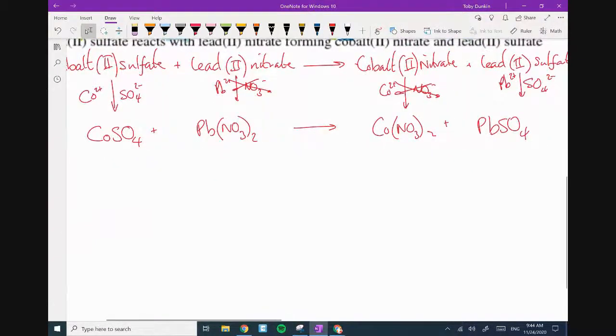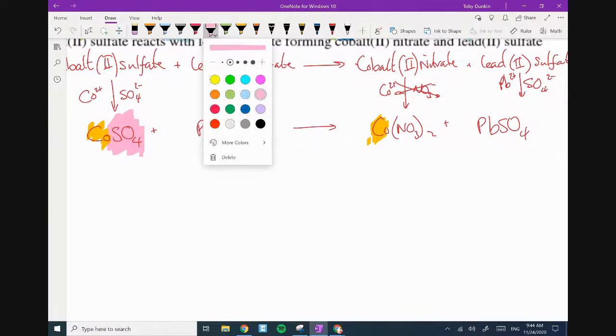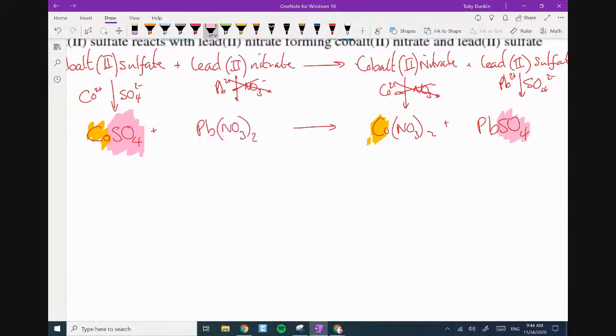Now we need to balance it. 1 cobalt, 1 cobalt. Next, 1 sulfate, treat it as an entire entity. 1 sulfate, so far, so good. 1 lead, I'm going to switch to a different color. 1 lead, 1 lead. This is good. This is working. And then 2 nitrates, it's all balanced. There we go, guys. It is already balanced.